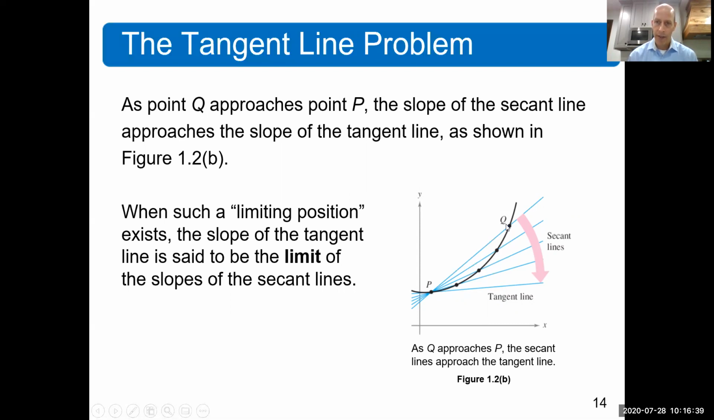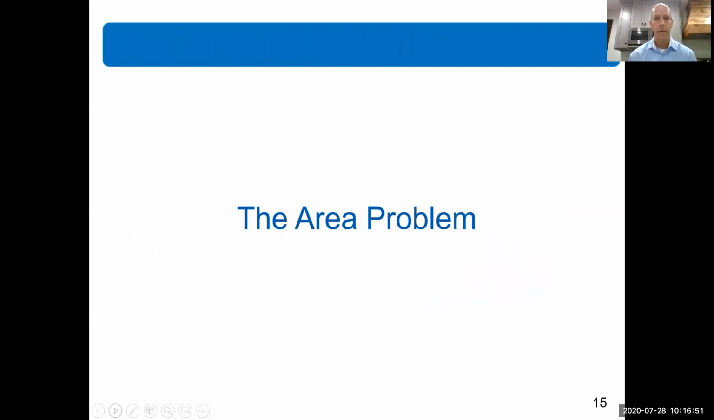The issue, though, is that in order for it to become the actual tangent line, you would actually have to make an infinite number of steps to get to P. So that's why we have to use this thing called a limit, which is in chapter 1 here.